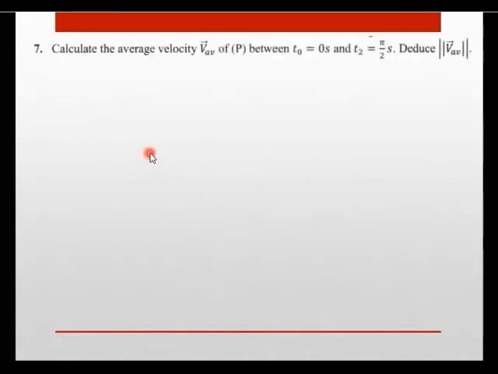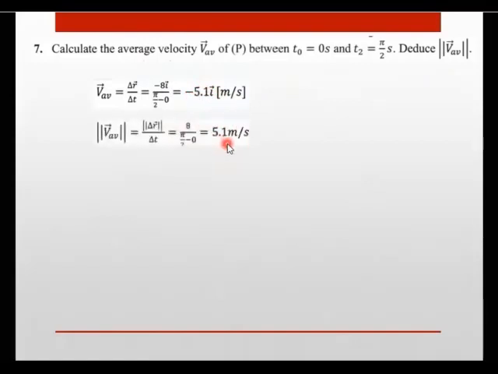Number 7, he said calculate the average velocity between t0 and t2. Deduce its magnitude. The average velocity has a formula. It's delta r divided by delta t. Delta r was calculated as minus 8I, and delta t is t final minus t initial. I get minus 5.1I. Its magnitude, you can apply Pythagoras, or you can simply, since it's one dimension, it's 5.1 meters per second.